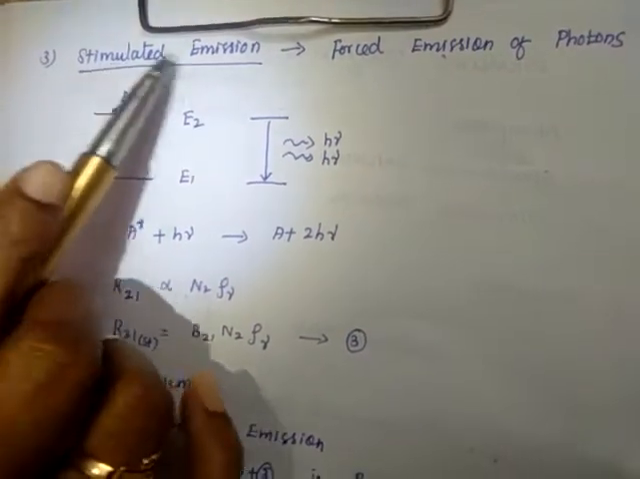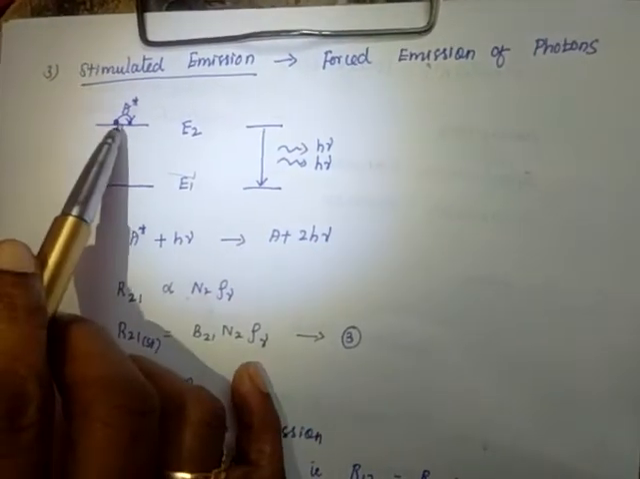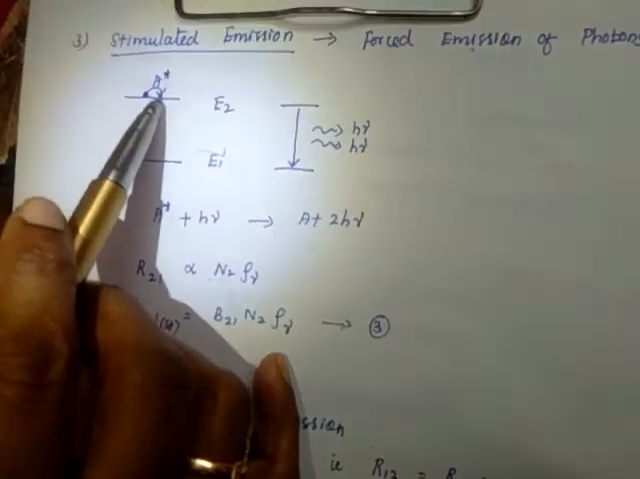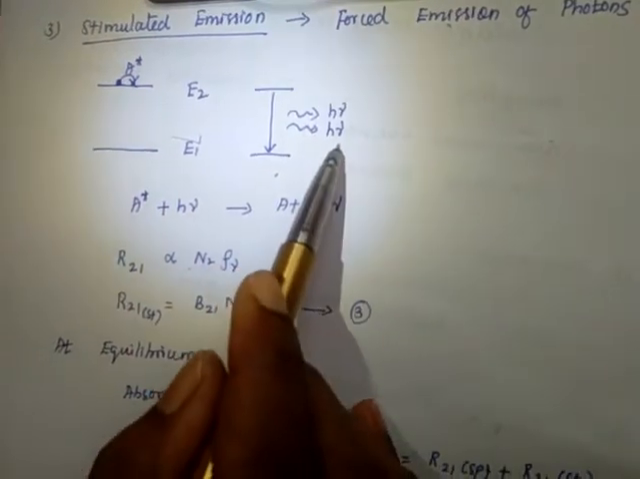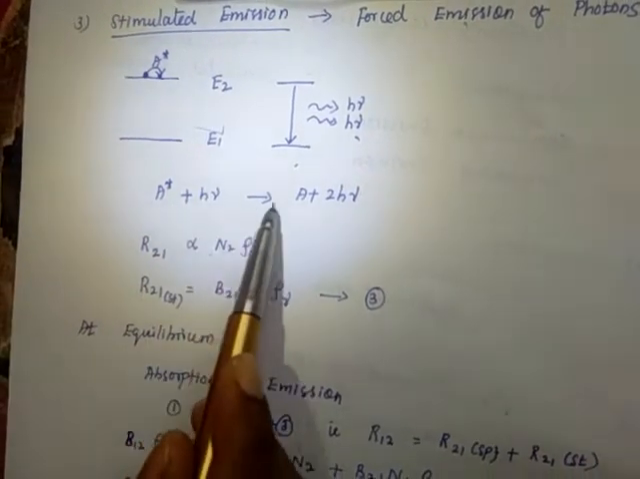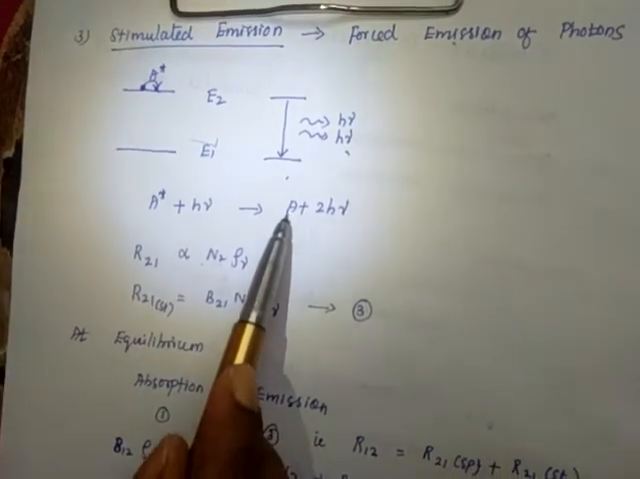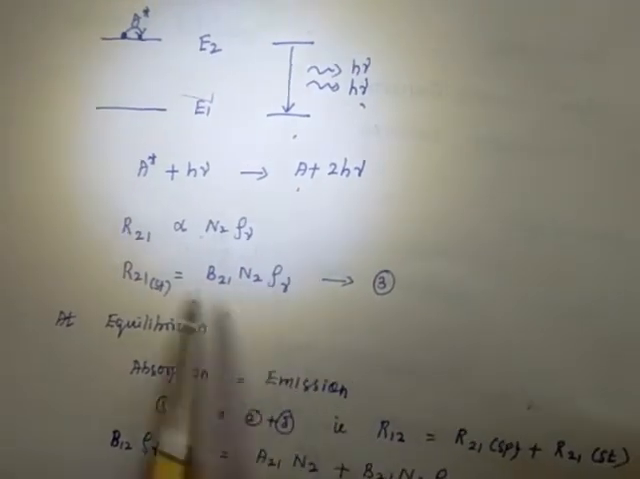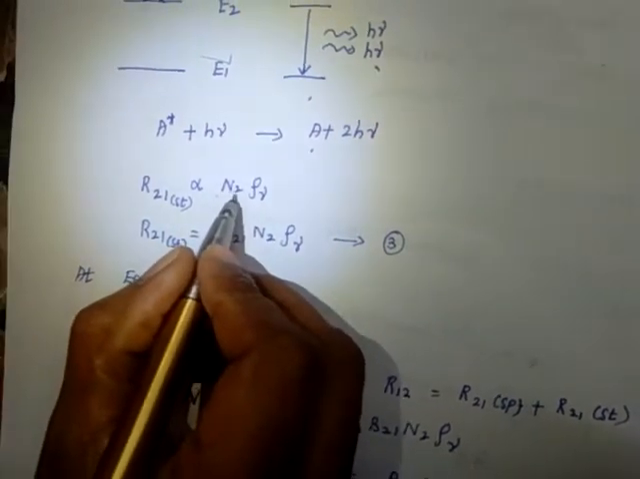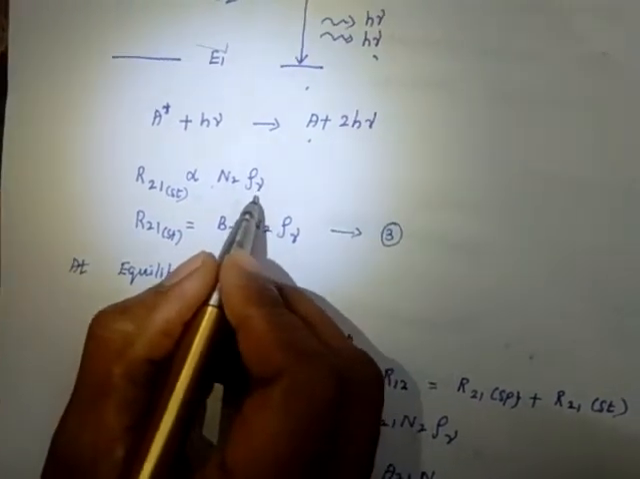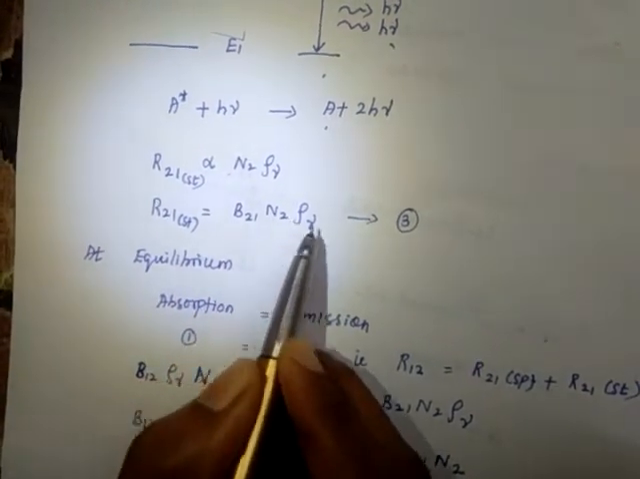The third process is stimulated emission. Stimulated emission is forced emission of photons. The atom present in the excited state stimulates the nearby atom. So when it comes to the ground state, it emits double the incident energy. A star plus H nu gives A plus 2 H nu, where A star is the atom in the excited state and A is the atom in the ground state. The rate of stimulated emission depends upon the number of atoms, and also the energy density of the incident radiation. So this is equal to B21 N2 rho suffix nu.